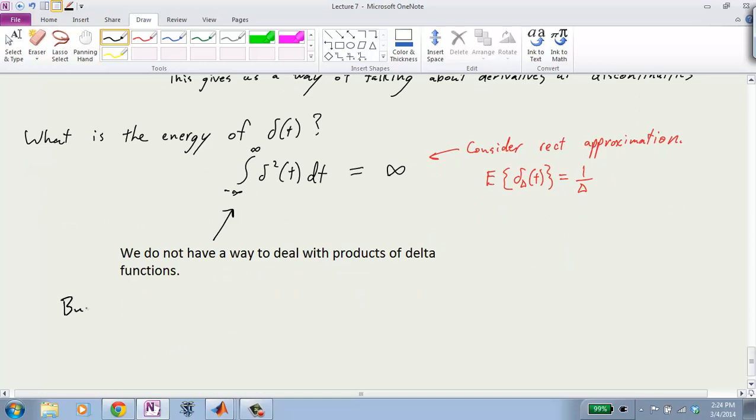But we do have a trick for convolution. So convolution of two delta functions would involve a product, but we actually have a way of handling that. Okay, so now we're ready to talk about convolution.